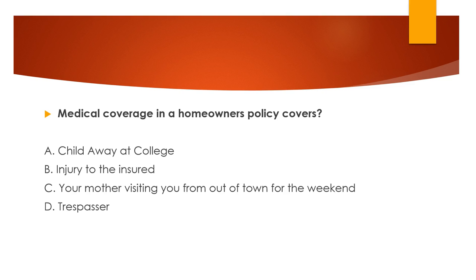Medical coverage on a homeowner's policy covers A, a child away at college, B, injury to the insured, C, your mother visiting you from out of town for the weekend, or D, trespassers. So I'll give you a quick second. You can pause this video if you need more time. I am going to the next slide now.